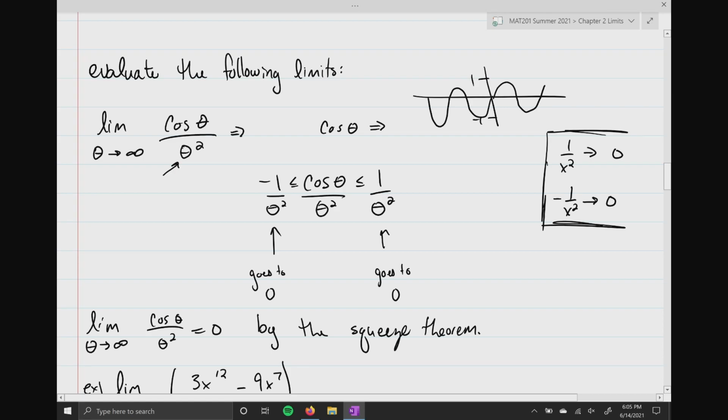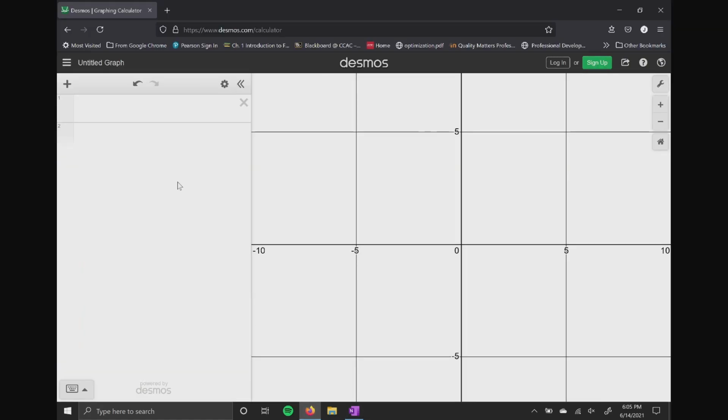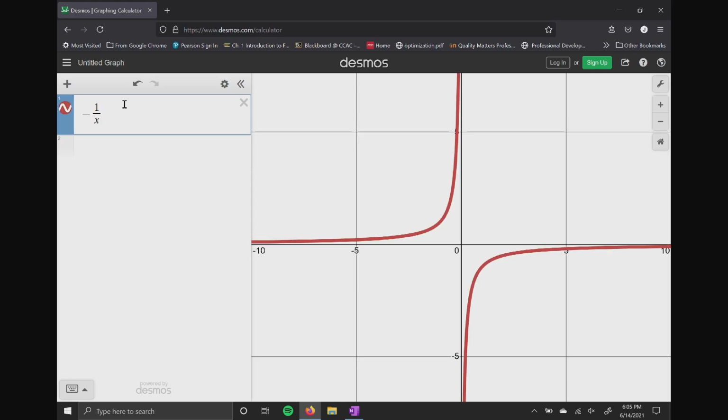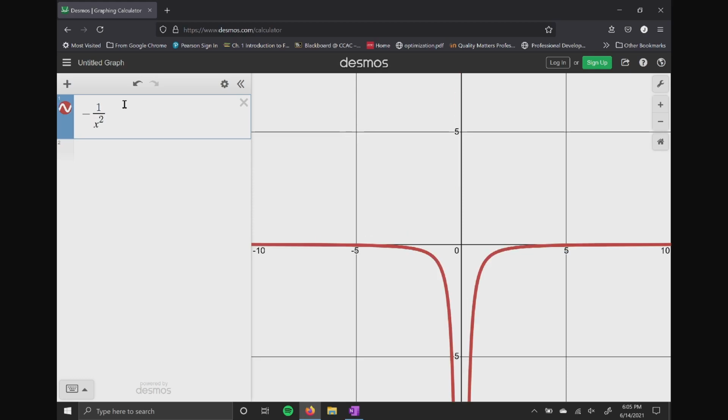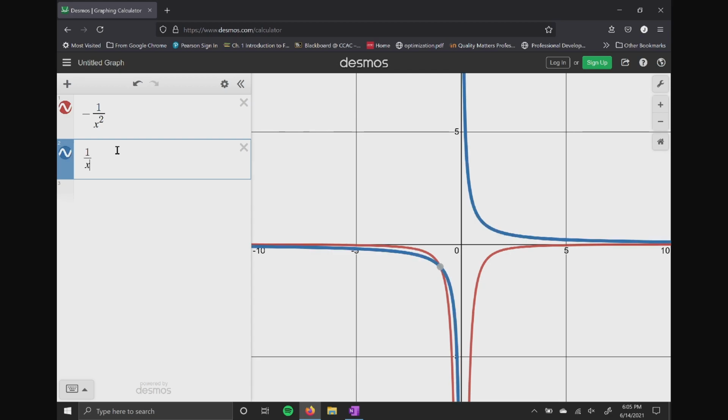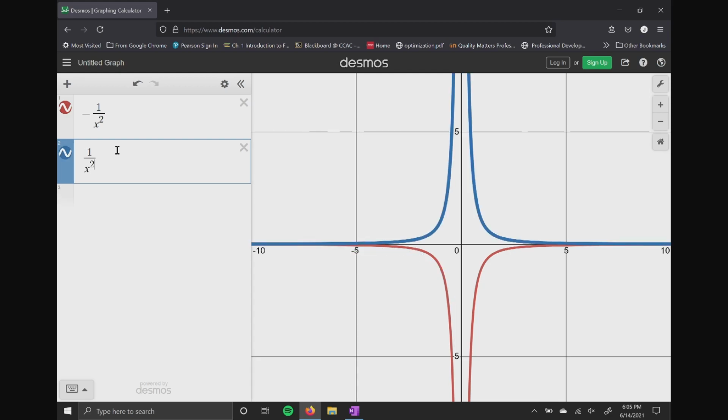Now, to convince you, we're going to go ahead and graph this. We're going to see what happens here. So I'm going to pull up Desmos. All right, so I'll do the left side first, which is going to be -1 over x squared. Now, +1 over x squared. And now I'm going to do cosine. So let me get a fraction here. Cosine of x over, and watch what happens when I type in x squared.